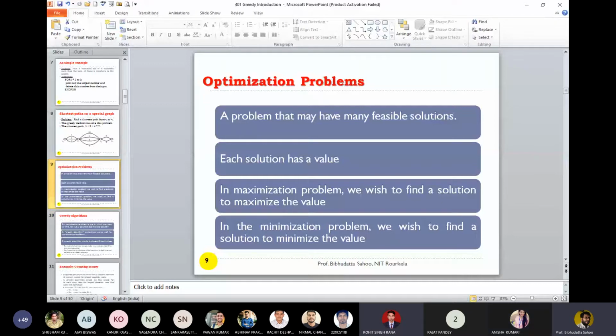That means if I use a brute force approach, I construct all the spanning trees, calculate their weights, and sort them. So what will be the complexity? The number of edges is n into n minus 1 by 2, so the number of edges is of the order of n square. Okay, clear?